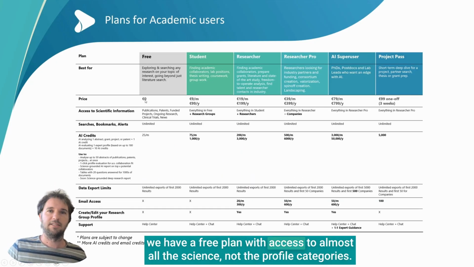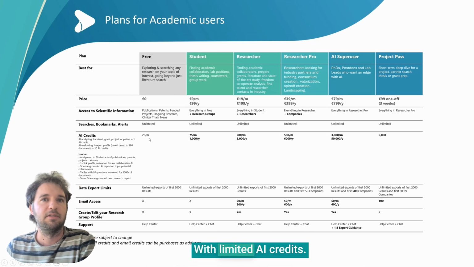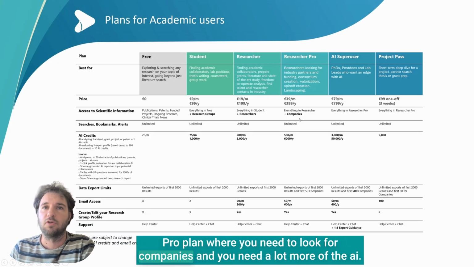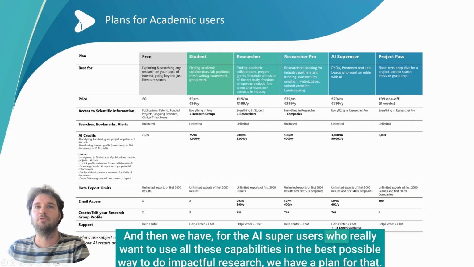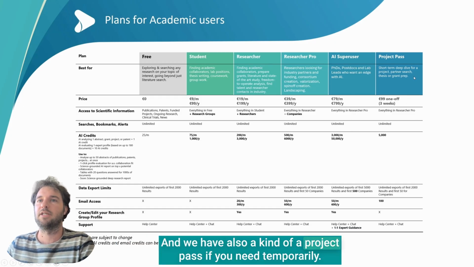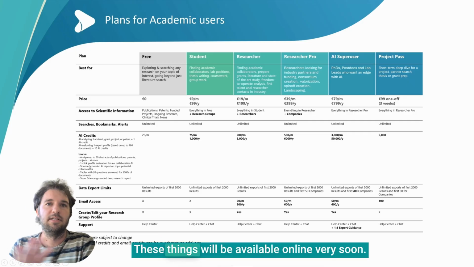We have a free plan with access to almost all in science, not the profile categories, with limited AI credits. You have a student plan, a researcher plan, and a pro plan where you need to look for companies and you need a lot more of the AI. And then for the AI super users who really want to use all these capabilities in the best possible way to do impactful research, we have a plan for that. And we also have a kind of project pass if you need it temporarily. These things will be available online very soon.